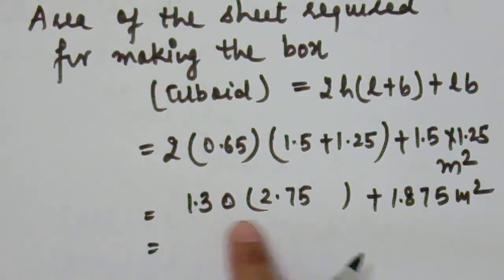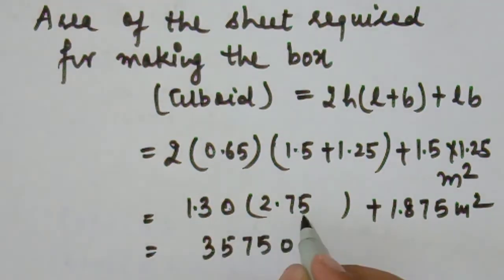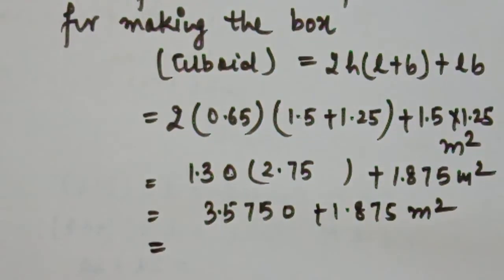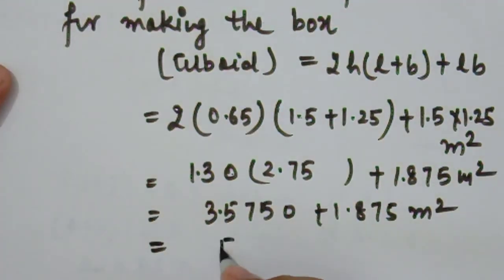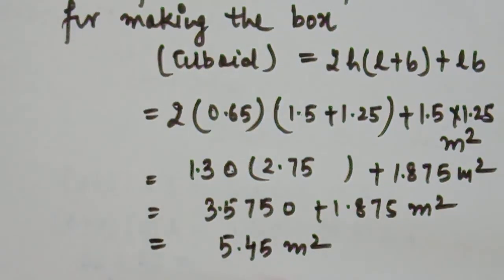Now we will multiply these two numbers, then it is 35750. Then 2 plus 2 is 4, so we count 1, 2, 3, 4 places and put our decimal point here. Then it is 1.75 meter square, and then add them. Then it is 5.45 meter square. This is the complete area of sheet which we need to make a box like this.